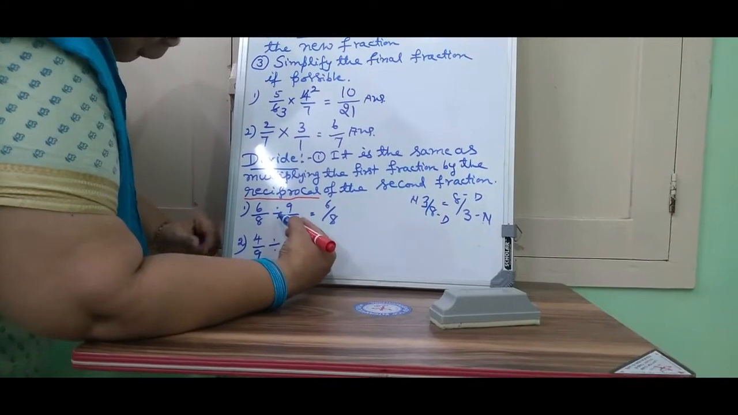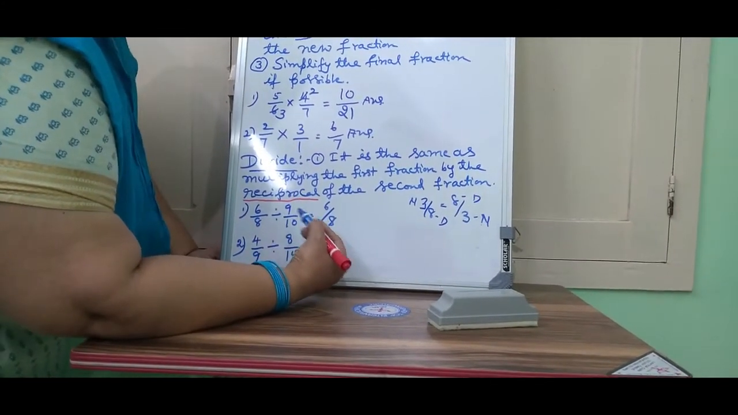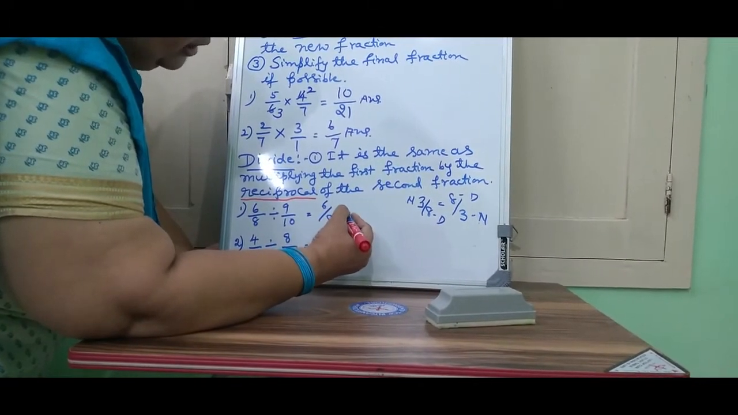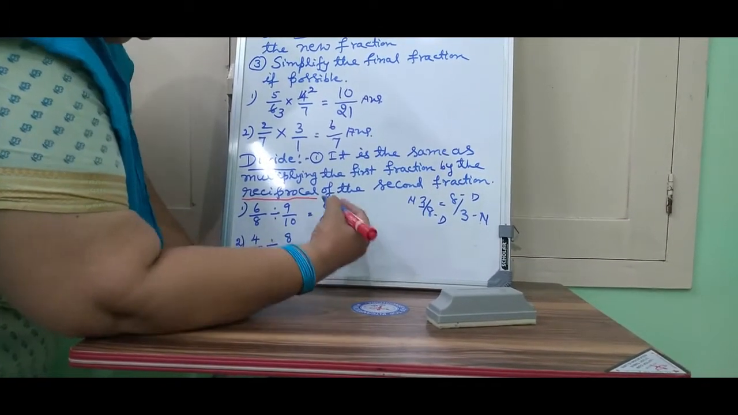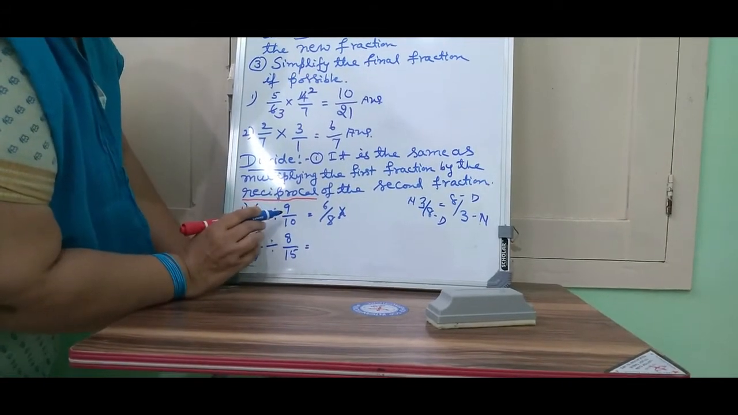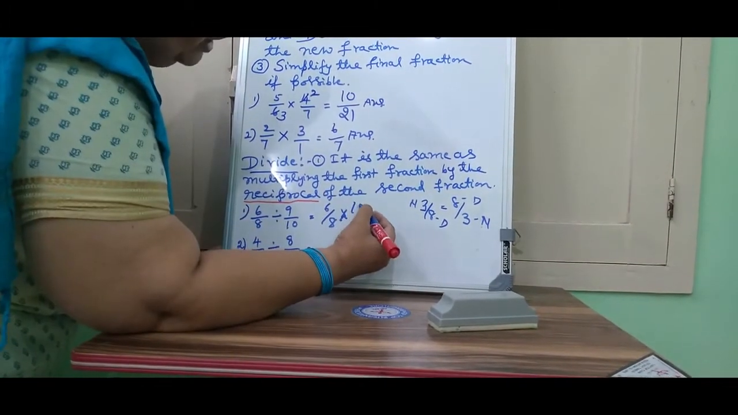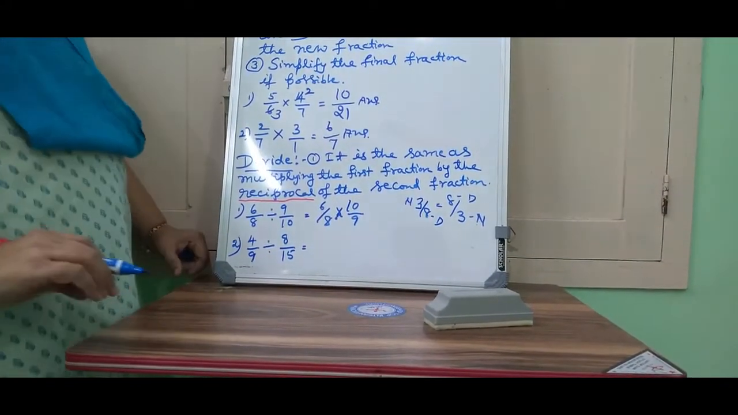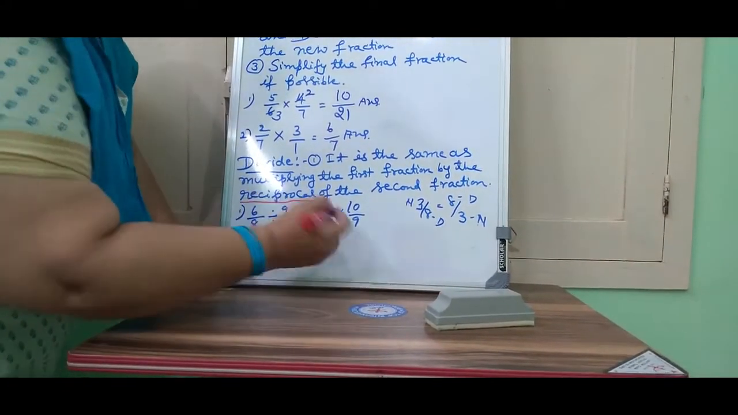Next, this division sign is there. All of you know the division sign. Then, I will write it as into. That is the multiplication sign. And then I will reverse the numerator and denominator of the second fraction. This 9 by 10, I have written it as 10 by 9. Now, I will simplify this.